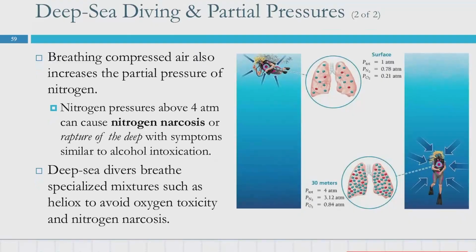Other issues that can happen if you go and do some scuba diving is nitrogen narcosis. If you get nitrogen pressures above 4 atmospheres, so you'd have to be relatively deep in terms of diving to get 4 atmospheres of pressure, that can lead to nitrogen narcosis, which apparently is similar to alcohol intoxication. So if you've been drunk, apparently nitrogen narcosis is similar, and I imagine that's a very unpleasant feeling to get suddenly when you're 50 meters underwater or more.